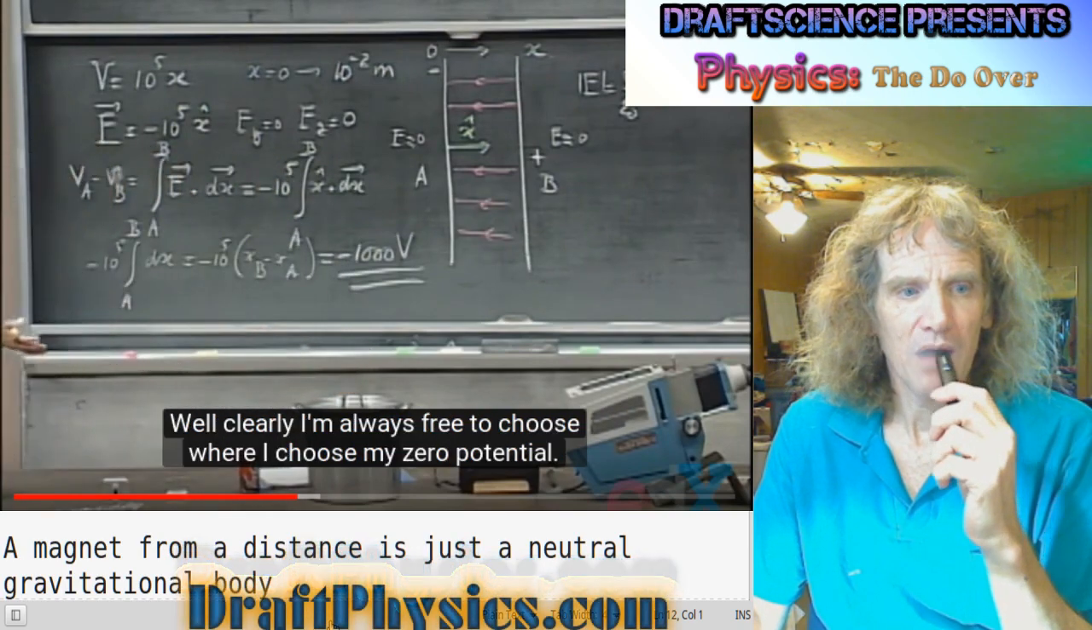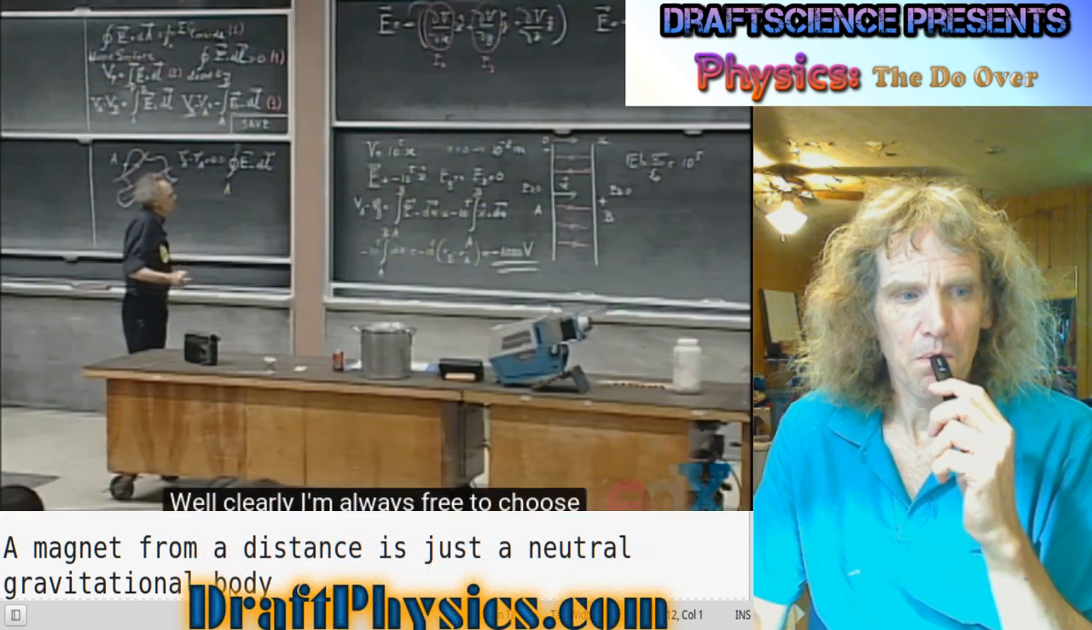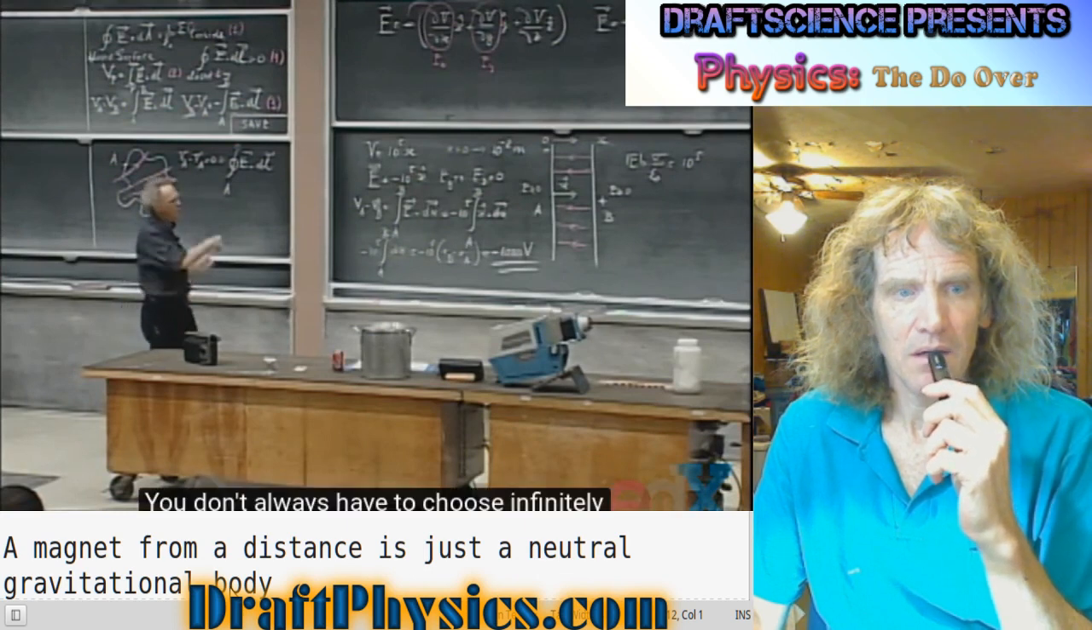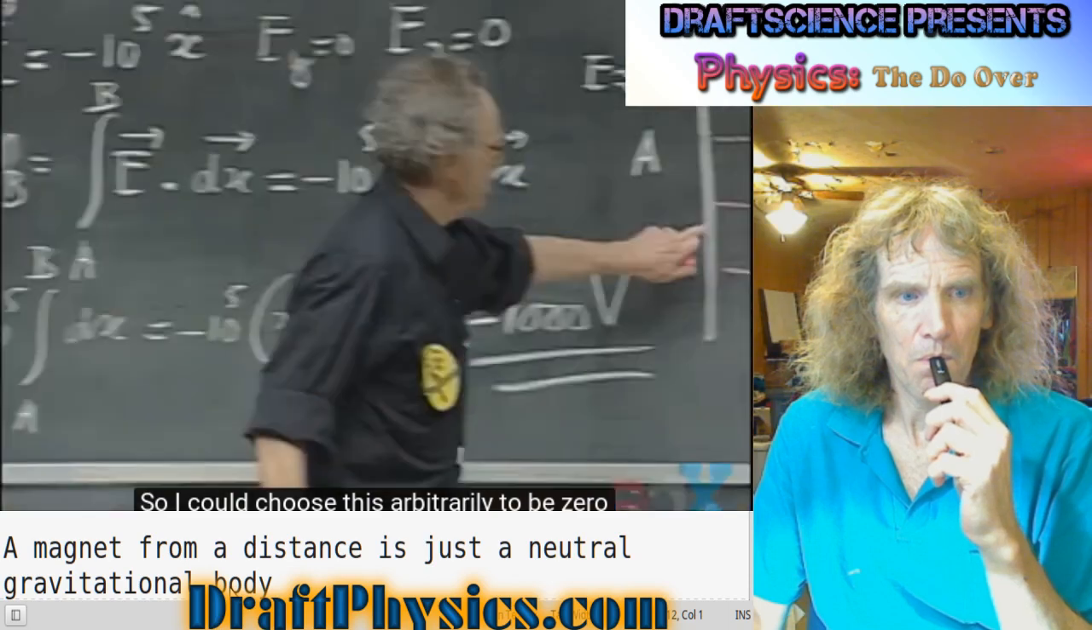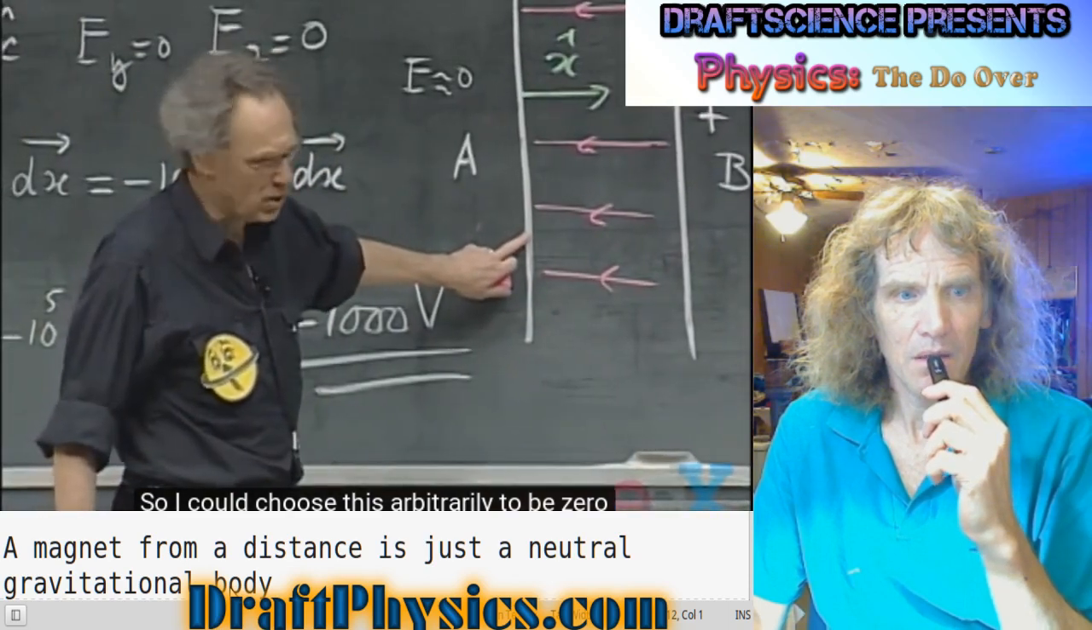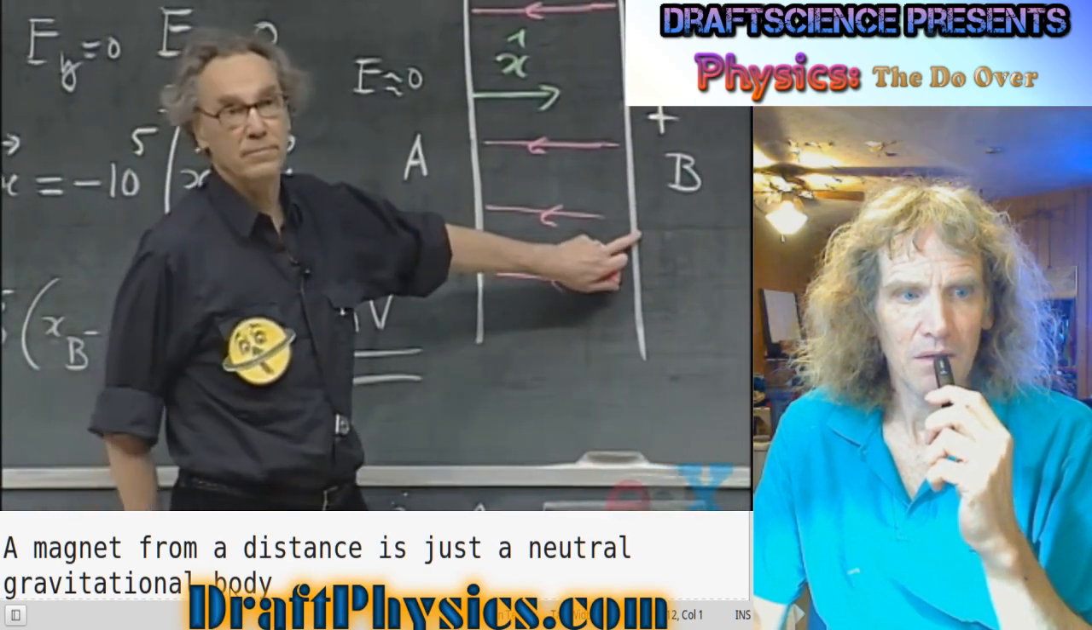Well, clearly I'm always free to choose where I choose my zero potential. We discussed that last time. You don't always have to choose infinitely far zero. So I could choose this arbitrarily to be zero potential. This would then be plus 1,000.